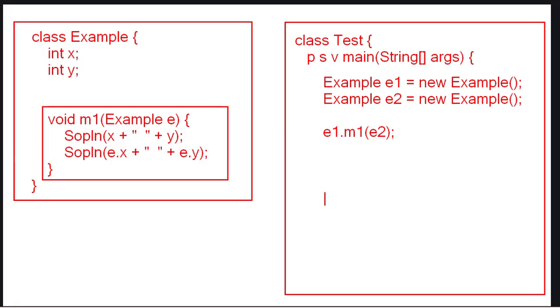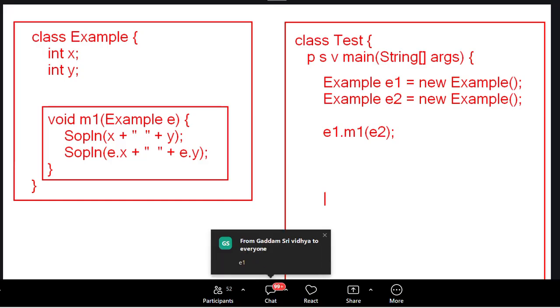First of all, tell me, is this M1 method static nature code or dynamic nature code? Dynamic. Read the values from the argument objects. Now tell me, the X and Y values are reading from which object? Current object. Who? E1. Full statement, tell me. Current object, E1.